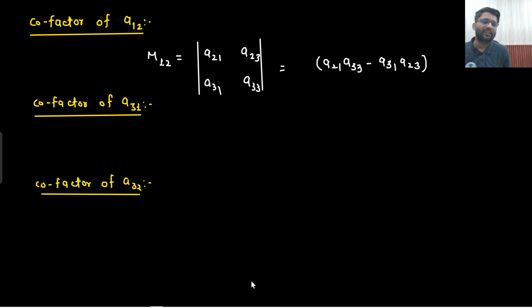Then I will do i plus j. What is the value I am getting? 1 plus 2, which is 3. Is this number odd? If this number is odd, I will put the negative sign here. So the negative of this will be my cofactor.